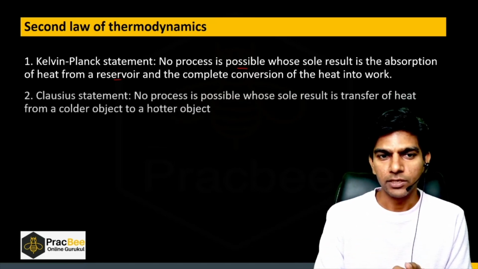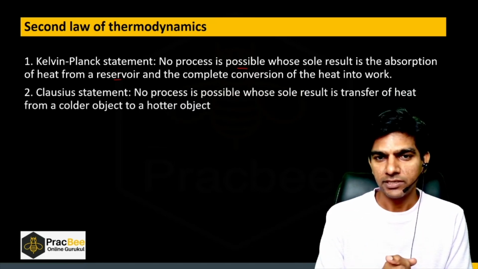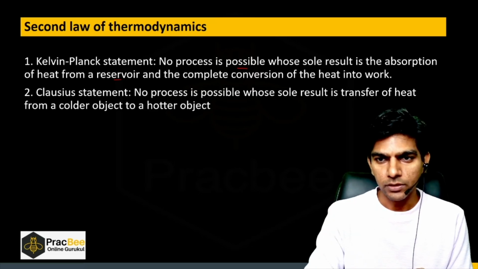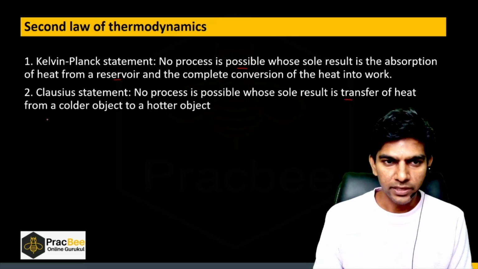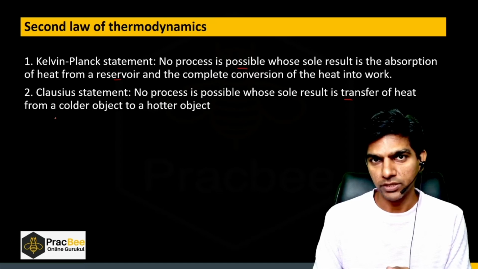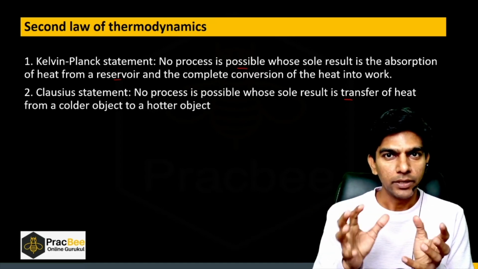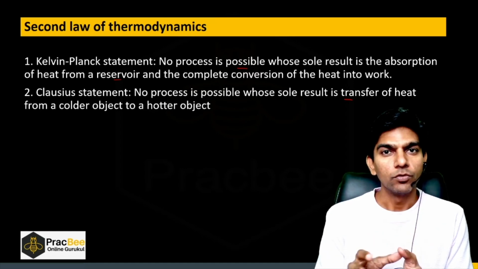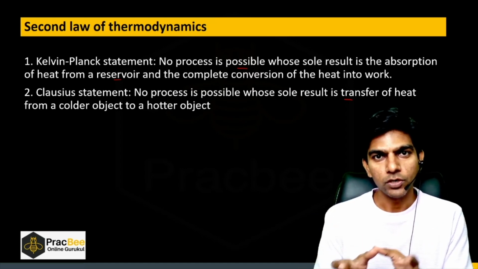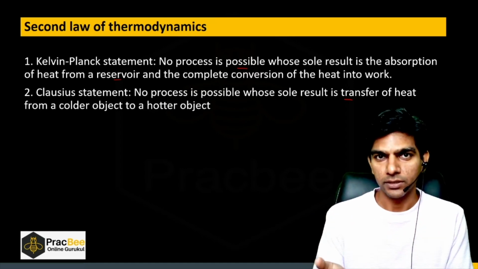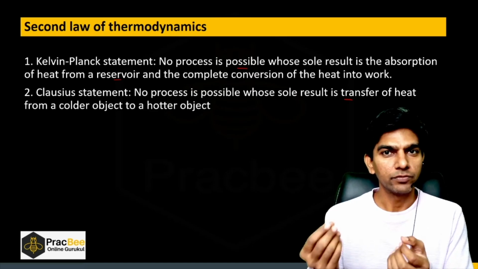Now the second statement is Clausius's statement, which states that no process is possible whose sole result is the transfer of heat from a colder object to a hotter object. We all know heat always flows from a high temperature to a low temperature, but if I want to remove heat from a colder body to a hotter body, we have to do some work. And this is basically the example of a refrigeration cycle.